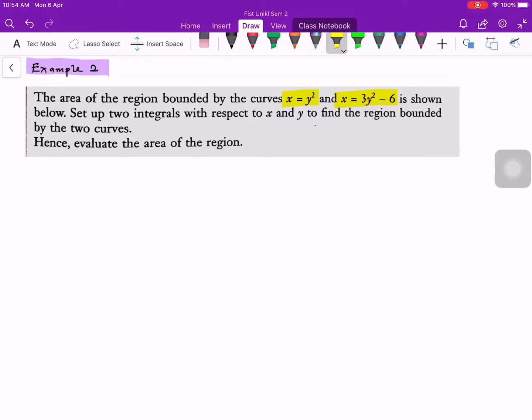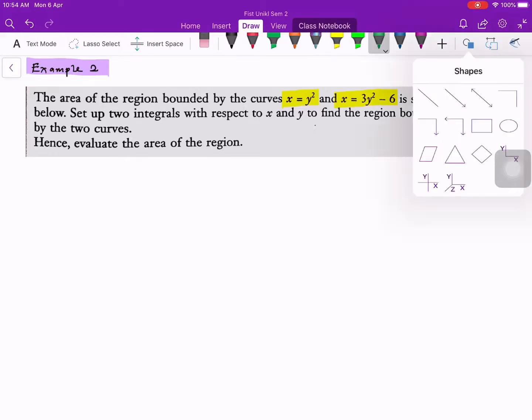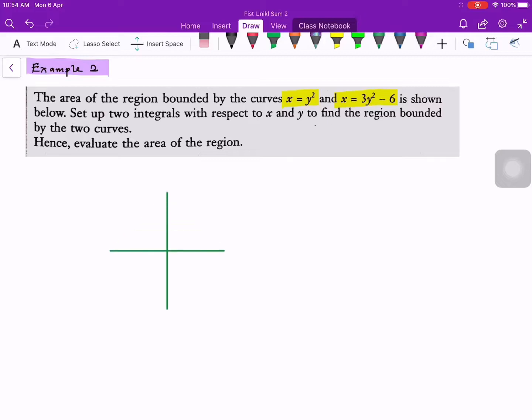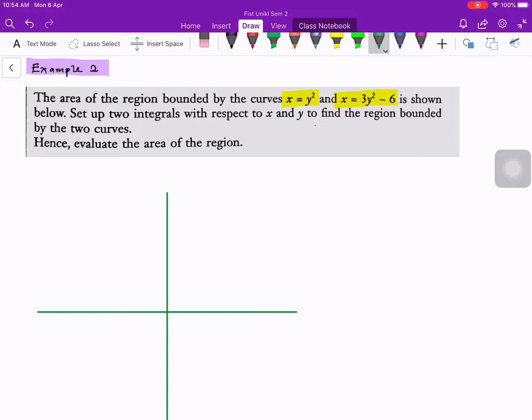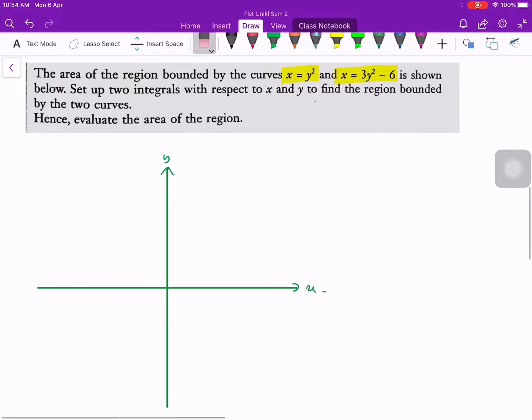So firstly, we're going to sketch the graph as usual. We will sketch the graph. In this case, we have x in terms of y. So for this, x equals to y squared. We're going to have this as the y axis and this as the x axis. So for the graph of x equals to y squared, we will get the graph like this. So this is actually the graph of x equals to y squared.